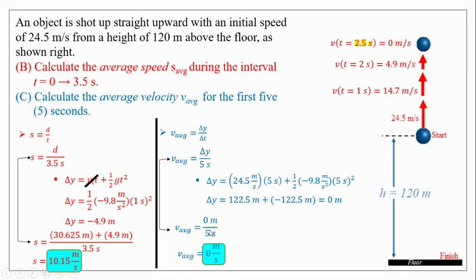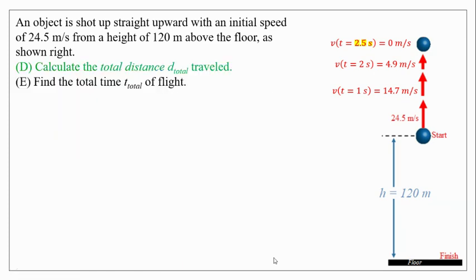So 0 divided by any time quantity will give you 0 meters per second. So that's just a reasoning skill. Okay. All right, let's do part D.